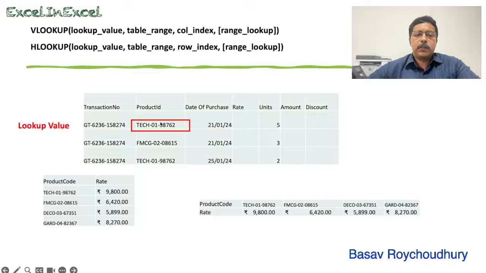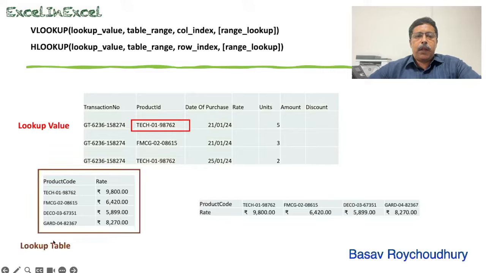As I said, there is a lookup value. Lookup value basically means that I'm trying to figure out, based on this lookup value, the rate. So what is the rate of this product? I have a lookup value, and then I have a lookup table, which I have called the table range here. In other words, we have a lookup table. That means this lookup value we are going to look into in this lookup table.